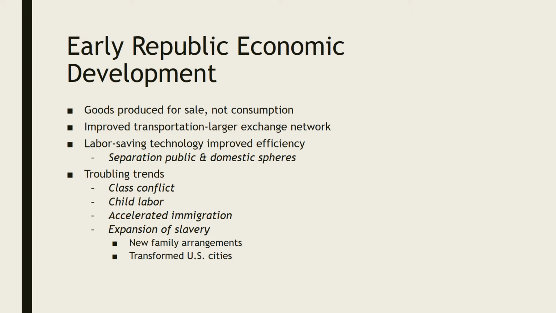And what is powering or enabling this to happen? Well, a big thing is going to be improved transportation, which enabled a larger exchange network. You don't necessarily have to sell your crops in your immediate vicinity. You can now ship them longer distances. Also, labor-saving technology is improving the efficiency of many different industries.